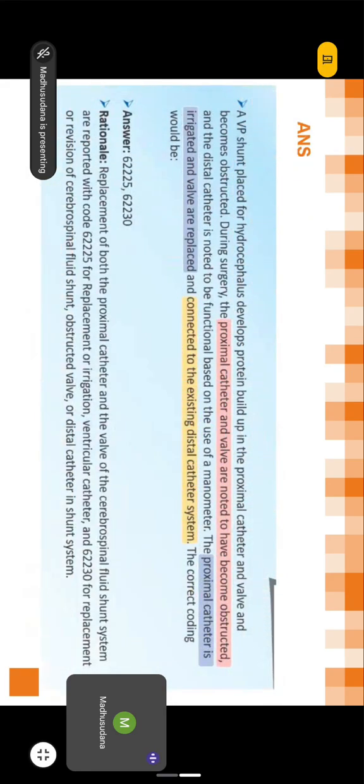Okay. So while we are teaching there, I have given the 3 points, right? As per those 3 points, here it is a combination. Two things they are doing: proximal catheter and valve. Both are done. That's why we had to put 2.